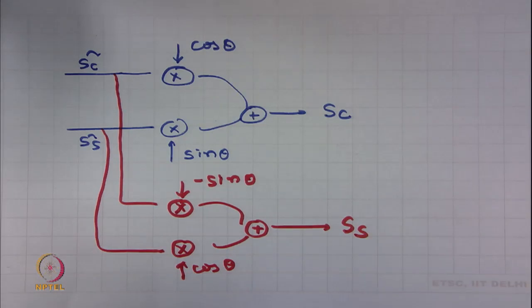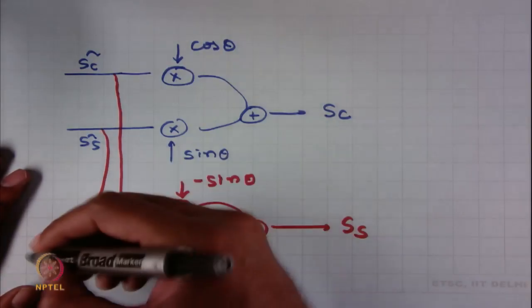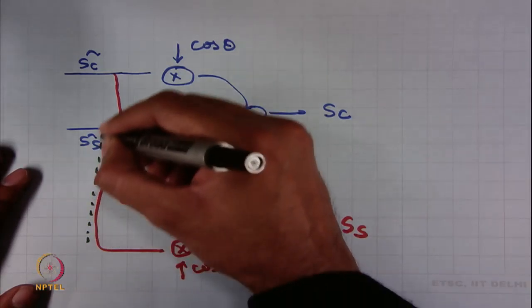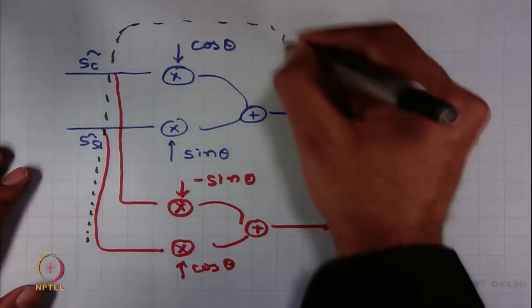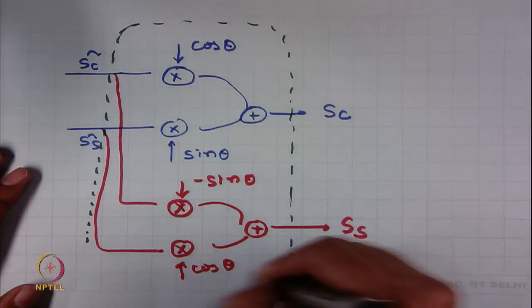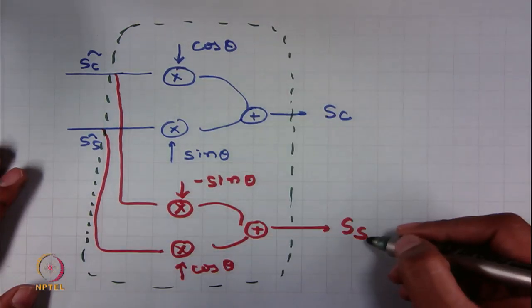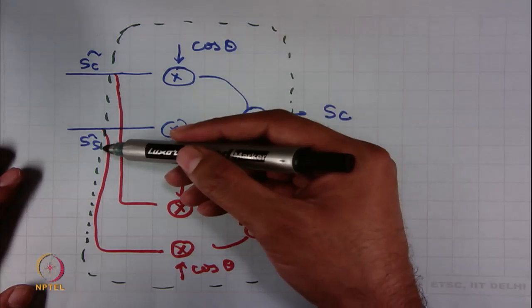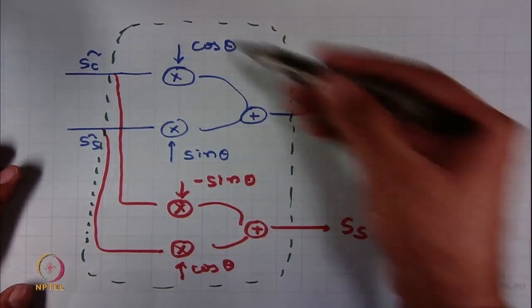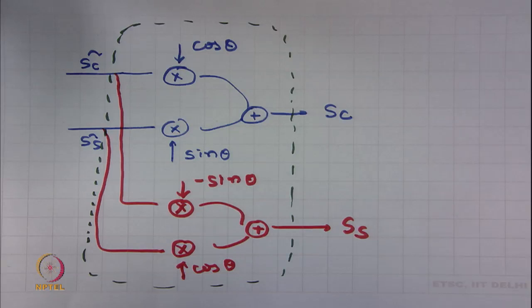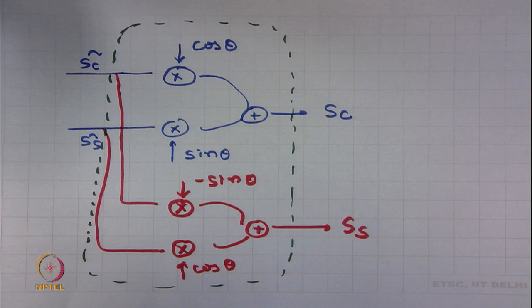So, this is a kind of structure that you need to use to obtain the desired values of SC and SS from SC tilde and SS tilde by compensating the values of frequency and phase offset. So, this you can implement at baseband domain without touching up your carrier which was working at the passband.